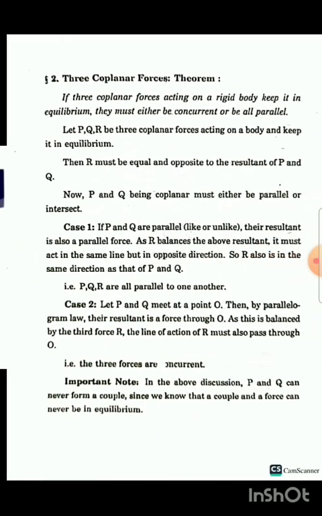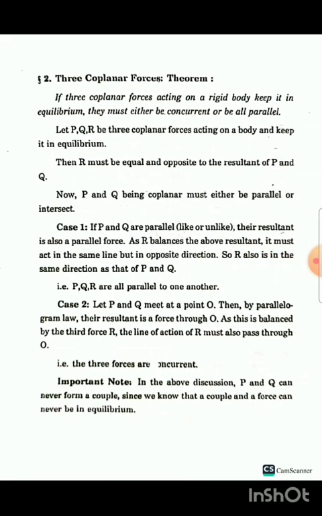In this lecture, we are going to discuss one theorem. The name is Three Coplanar Forces. The statement of the theorem is: if three coplanar forces acting on a rigid body keep it in equilibrium, then they must either be concurrent or be all parallel. Concurrent means they intersect at exactly one point.